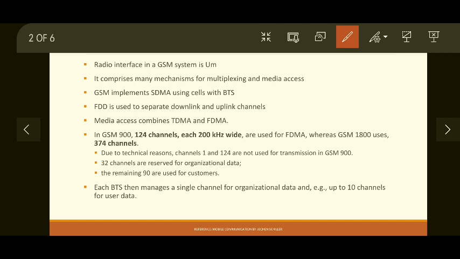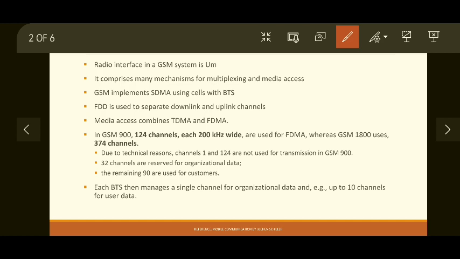So let's talk about the GSM 900 standard. In this, out of the 124 channels available in a particular direction, the first and last, that is channel number 1 and channel number 124, are not used for user transmission. They are kept reserved due to technical reasons. Then out of the remaining 122, 32 channels are reserved for sending organizational data. That means they are not available for customers.